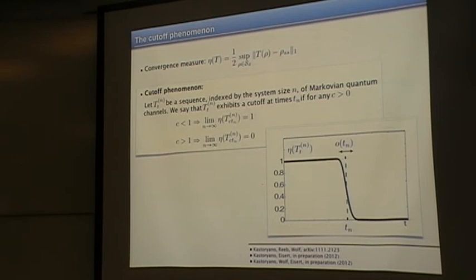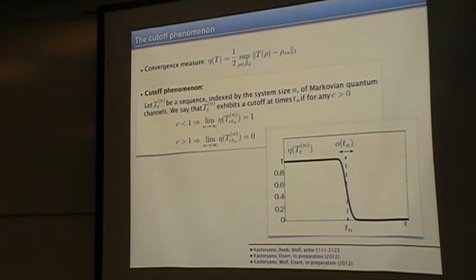Quantumly, you can think of the convergence measure. You ask, how far away are you in one norm from the stationary state? And then you can think of a sequence of channels, and you say they exhibit a cutoff phenomenon if for any constant c larger than zero, if c is smaller than one, then in the limit of large systems this goes to one, and otherwise this goes to zero. So asymptotically, this will go to the 'don't do anything' and then to the 'kill everything' situation in this precise way.